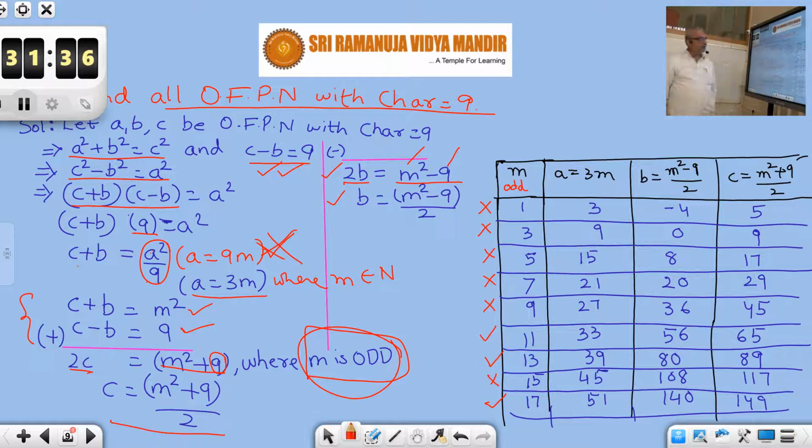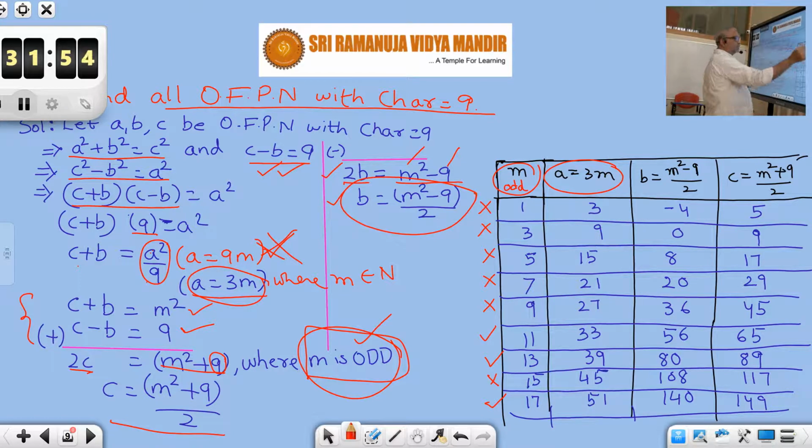Now I have put a table. M must be odd. Here we have seen, so I have written m must be odd here. A is equal to 3m. From here, A is equal to 3m. B is equal to (m square minus 9) by 2. From here I have written here. And C is equal to (m square plus 9) by 2. From here I have put (m square plus 9) by 2.